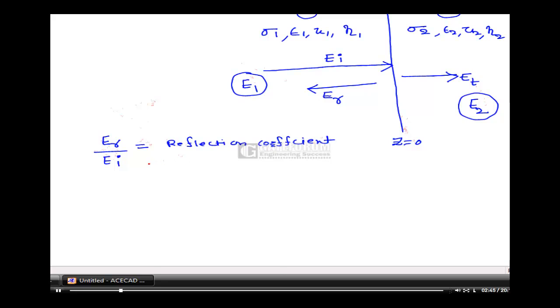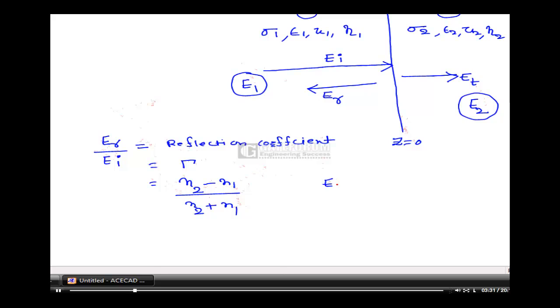ER by EI is equal to tau. The reflection coefficient tau is given by eta 2 minus eta 1 by eta 2 plus eta 1, where eta 2 is the intrinsic impedance of medium 2 and eta 1 is the intrinsic impedance of medium 1.